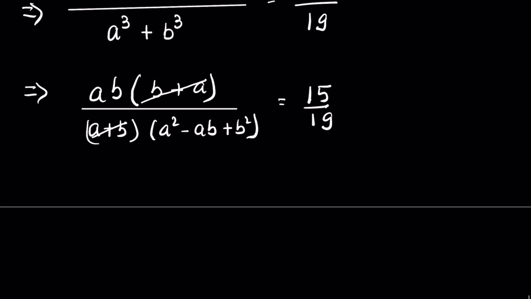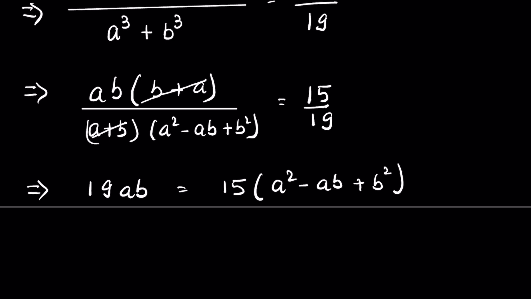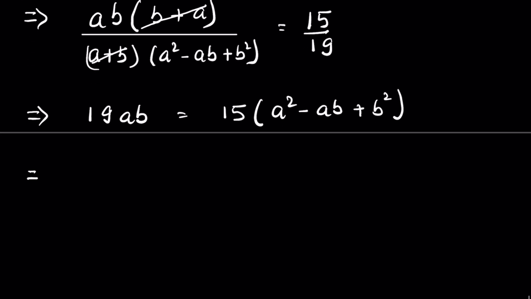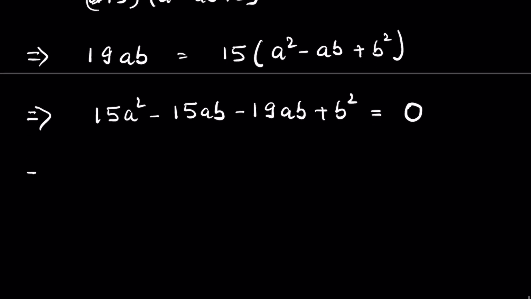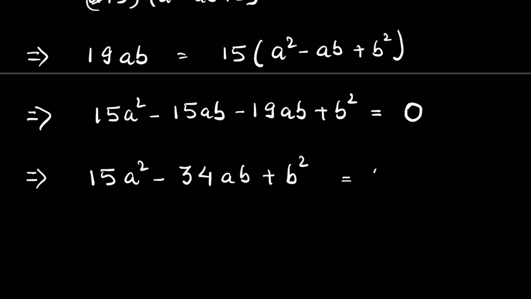We cross multiply it, so we have 19ab is equal to 15 multiplied to a square minus ab plus b square, or 15a square minus 15ab, and we send 19ab to this side, so it is minus 19ab plus b square is equal to 0, or 15a square minus 34ab plus b square is equal to 0.